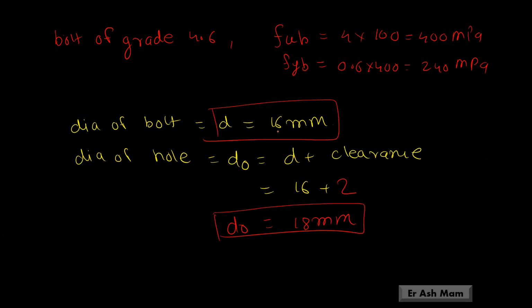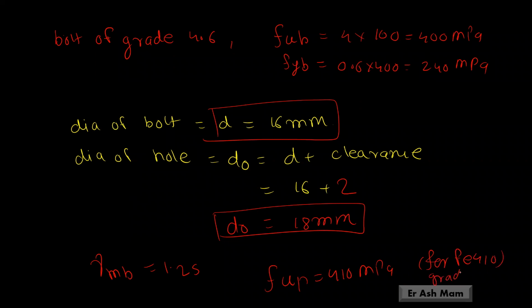Next, what else is given? We can consider the partial safety factor of bolt material equal to 1.25 and the ultimate strength of plate equal to 410 MPa for Fe 410 grade of steel. Okay.